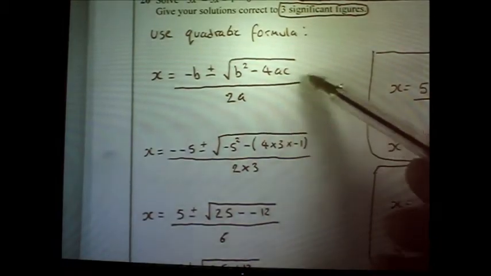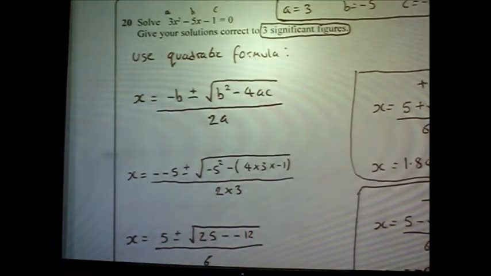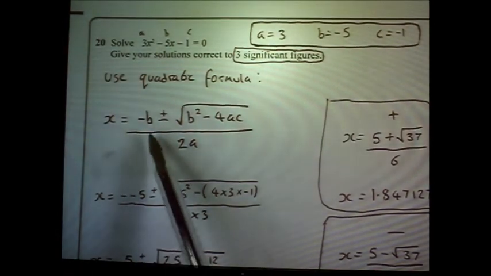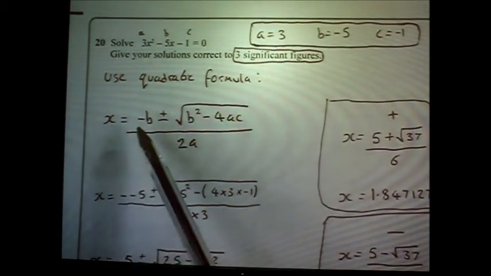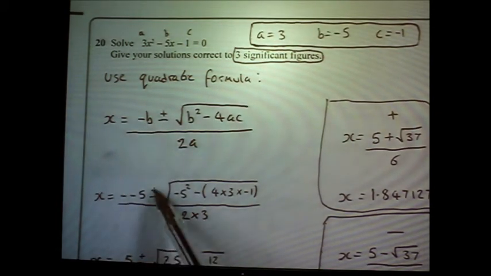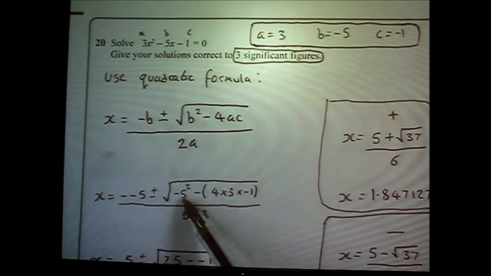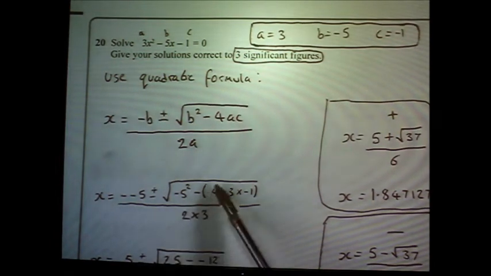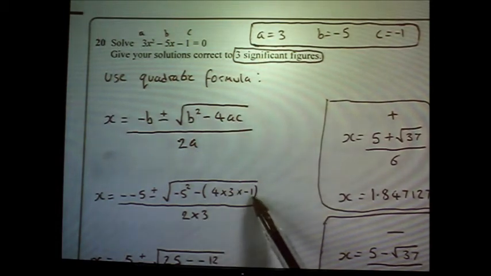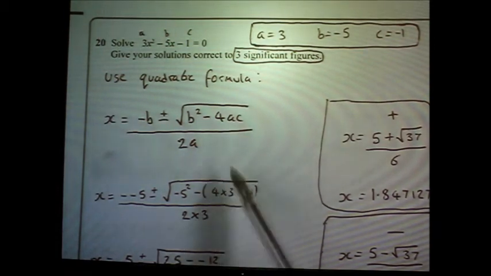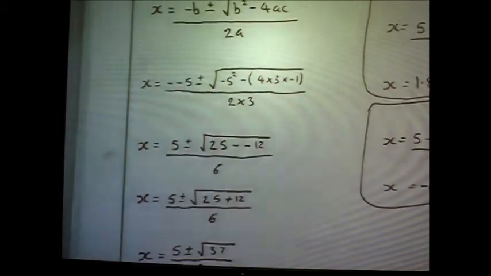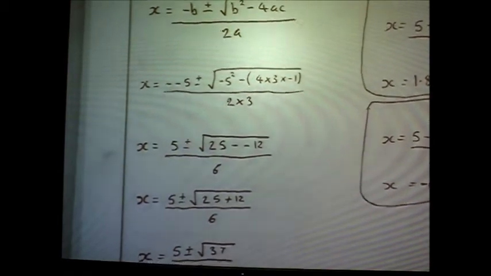So there's my quadratic formula, and I'm substituting in those numbers just at the top of the screen. I hope you can see, and I'll show you what I've done. So b is minus 5, so it's minus 5, and in a minute that's obviously going to make a positive, plus or minus the square root of minus 5 squared, take away 4 times a, which is 3, times c, which is minus 1, divided by 2a, so that is 2 times 3. And what I do is just do lots of working, and I tidy it up as I go, and I hope you can see what I've done.